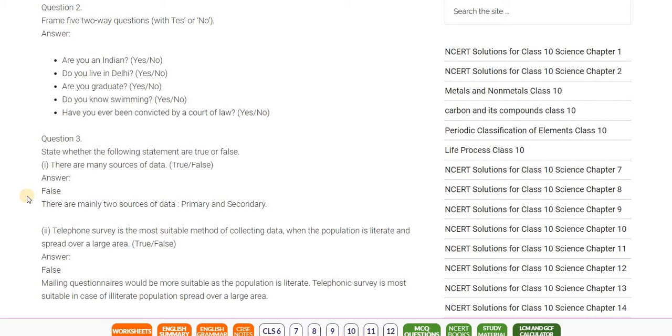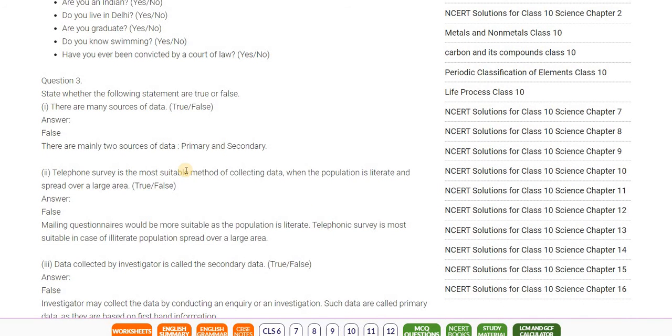Is it true or false? False. There are mainly two sources of data, primary and secondary. Next question: telephone survey is the most suitable method when the population is literate and spread over a large area. It is false. If it is a large area, a mailing questionnaire would be more suitable. If the population is literate, a mailing questionnaire is the most suitable.